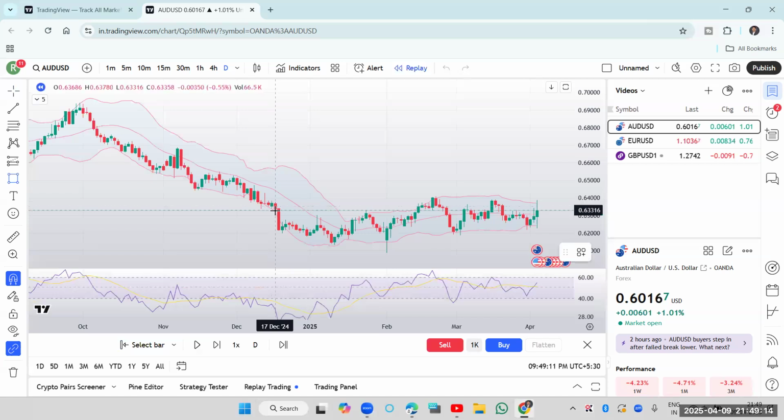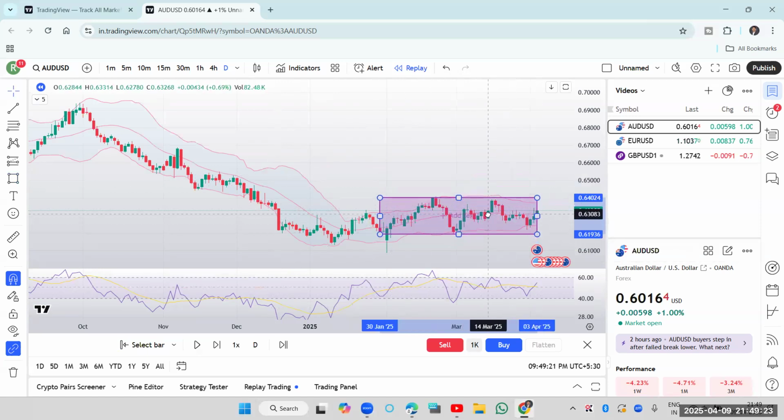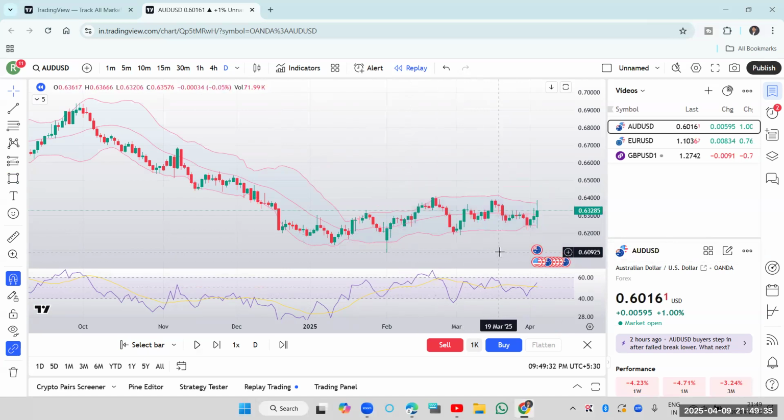You can see it was almost moving in this triangle. Let me draw a triangle for you. It was almost moving in this triangle. There was a big low on 3rd of February, but it was a quick recovery. One thing I must say is that these currency pairs follow the price action very systematically.